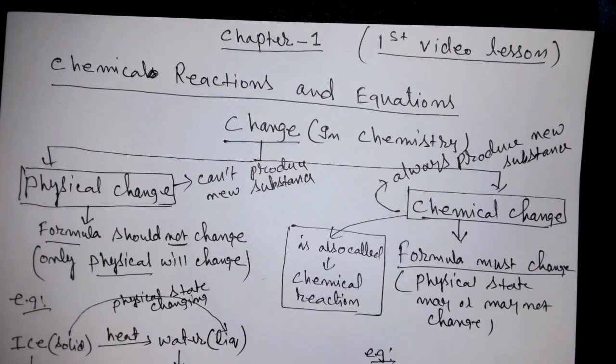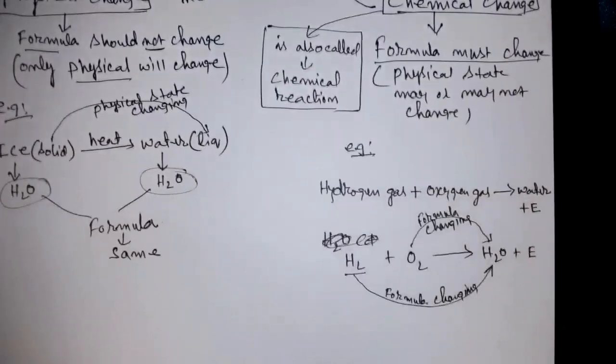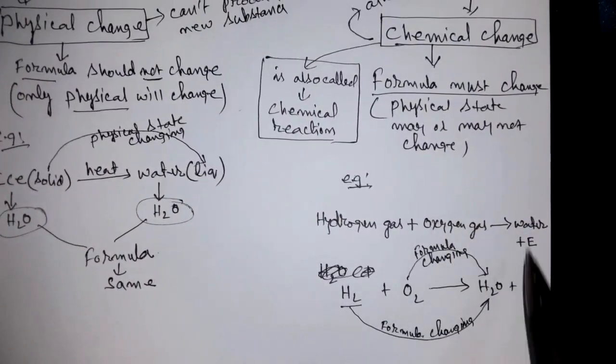It is the same thing. It is a change or a process in which the formula must change. That means always some new substance should be produced. Why are we saying new substance? Because when the formula changes, always a new substance will come out. Okay, so this is an example of chemical change, or an example of chemical reaction.